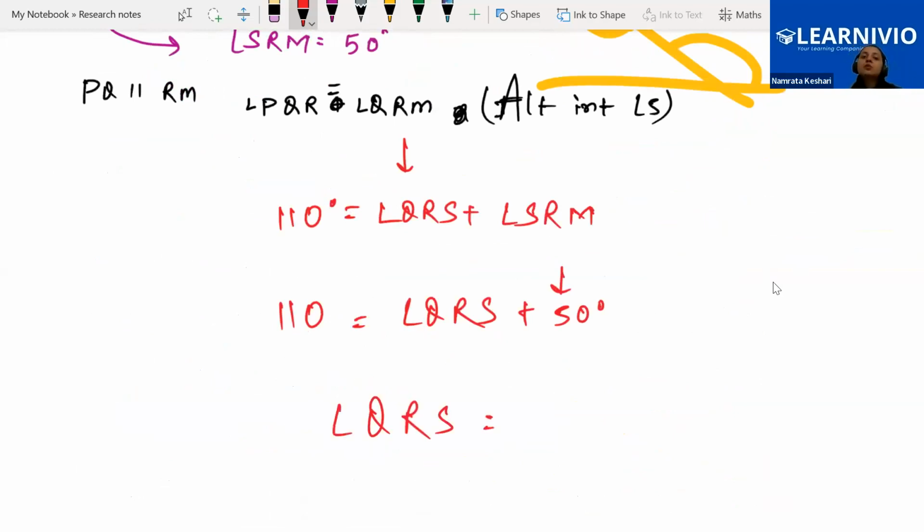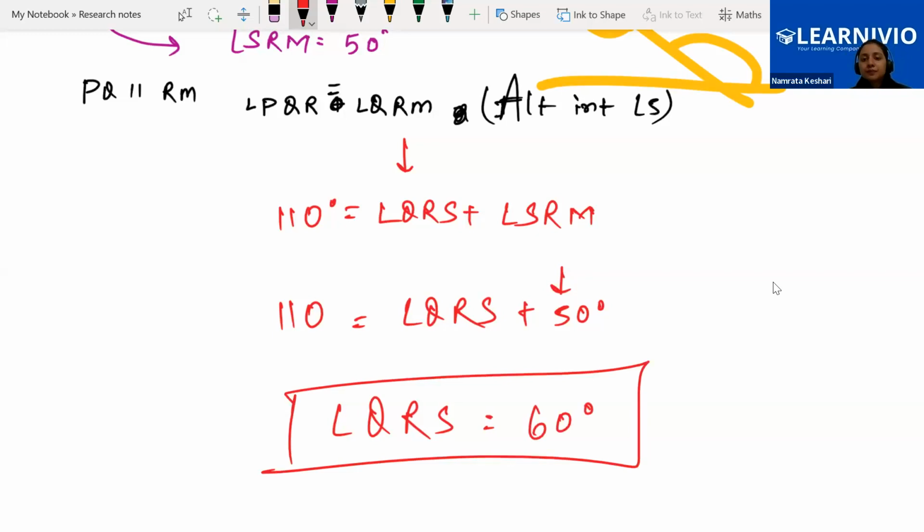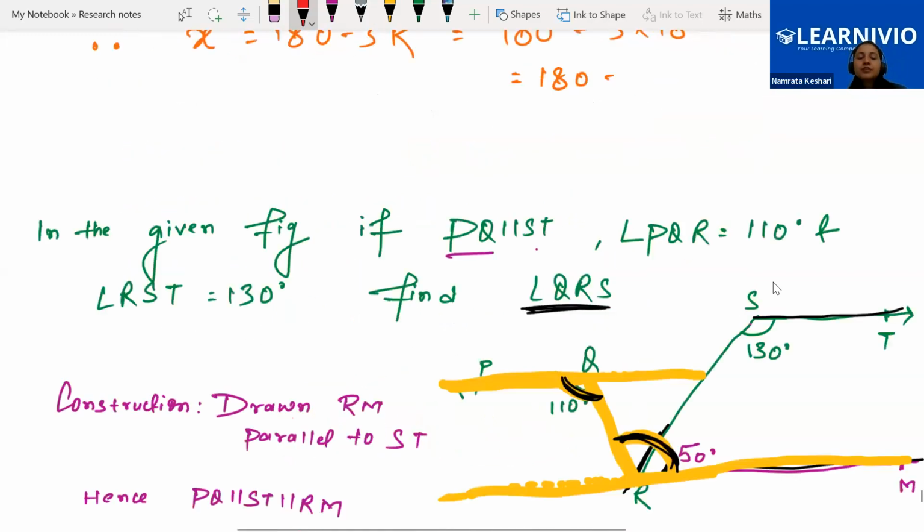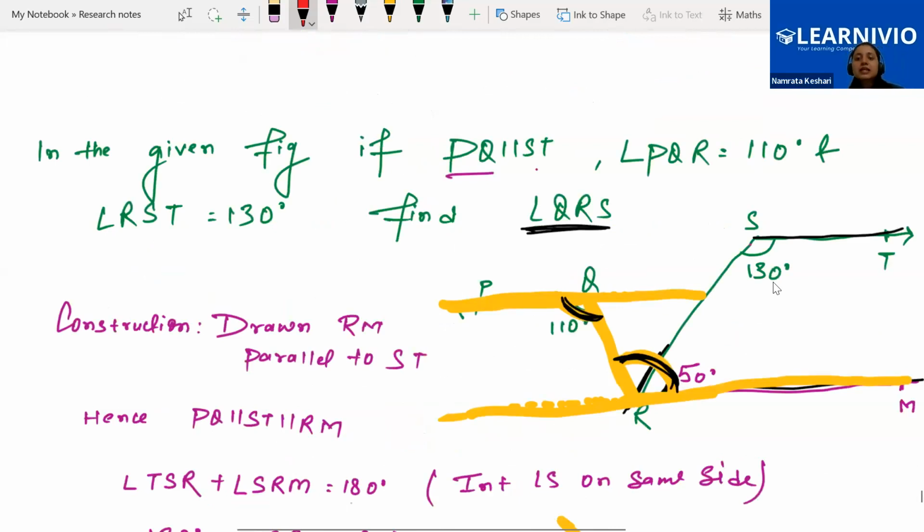I will summarize the whole scenario. 60 degree. Yes, 60 degree. Are you getting it? This is what we were supposed to find. See, we have done a construction by ourselves.